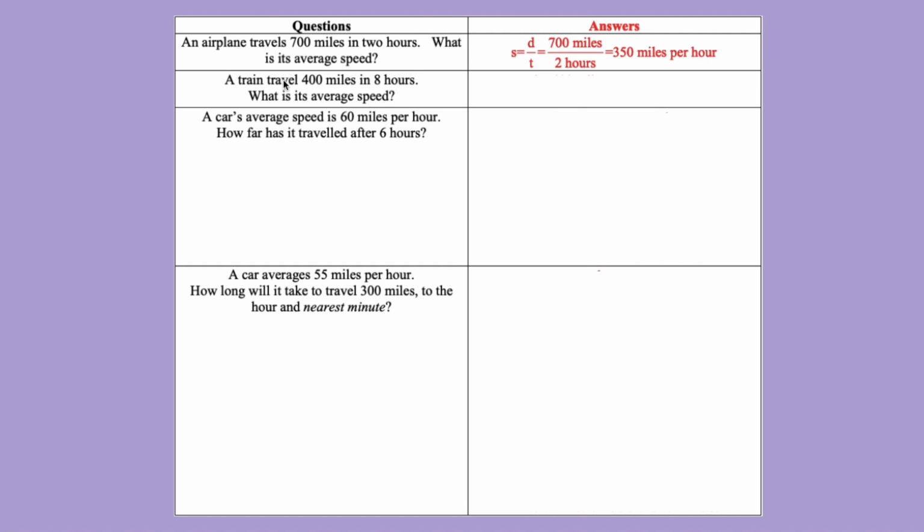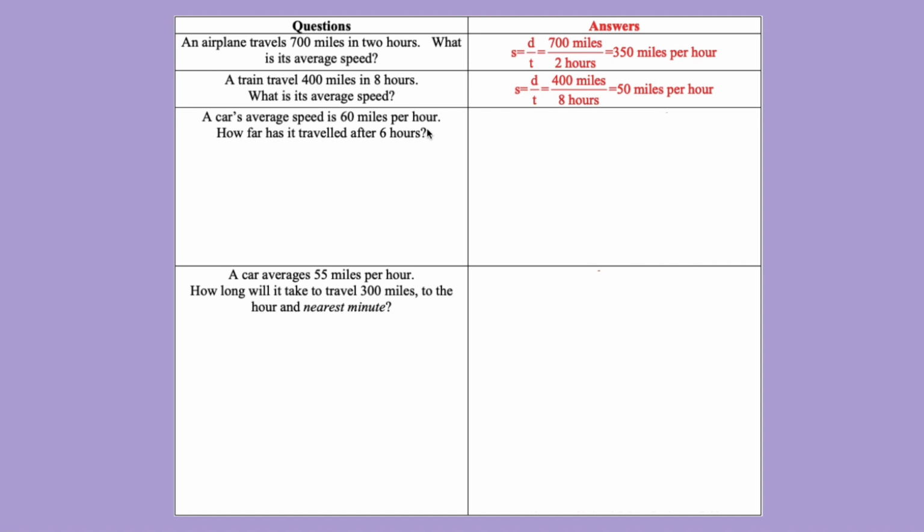So for the next one, a train travels 400 miles in 8 hours. What is its average speed? So it's giving us the same format, distance, time, and we have to find speed. So 400 miles is our distance, 8 hours is our time, and we have 50 miles per hour when you divide these.